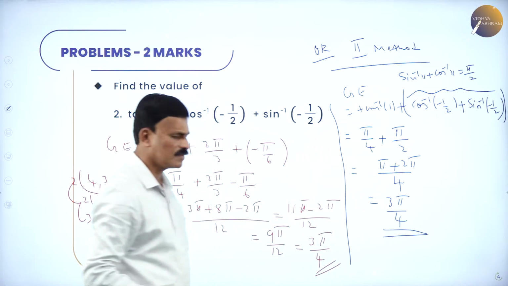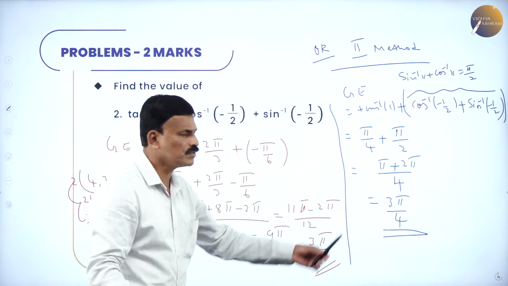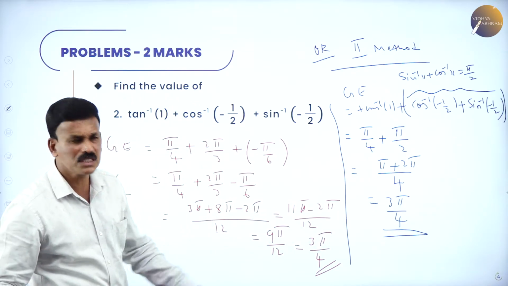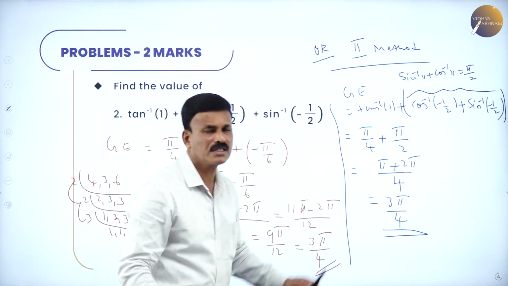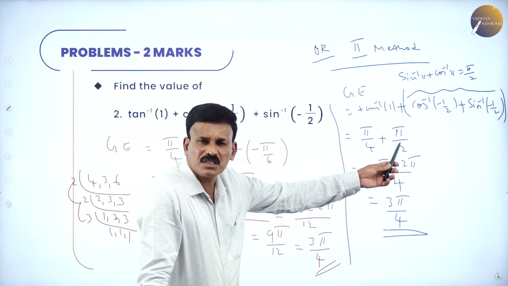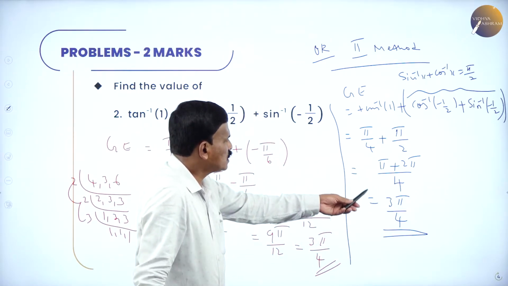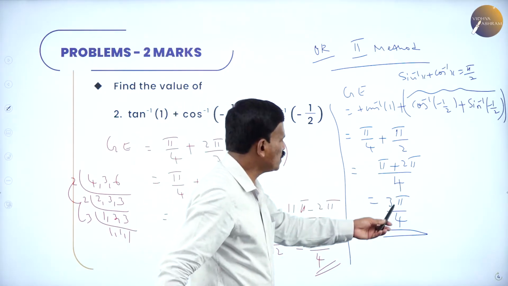So you can write 2 pi plus pi is 3 pi by 4. This is the answer. See the difference? No difference. So the answer is 3 pi by 4. Any method you can follow for this. This is the easiest method in this case, because tan inverse 1 is pi by 4, sin inverse x plus cos inverse x is pi by 2, so pi by 4 plus pi by 2. 4 is the LCM, pi plus 2 pi is 3 pi by 4.